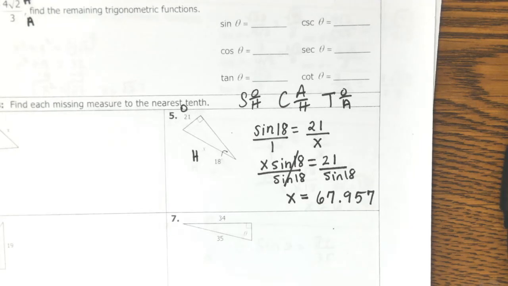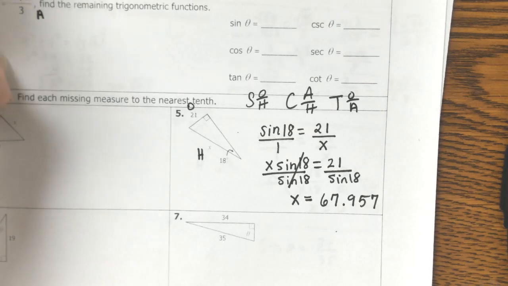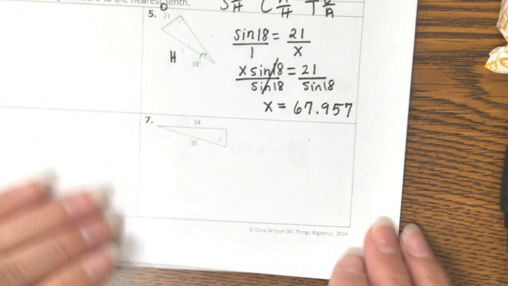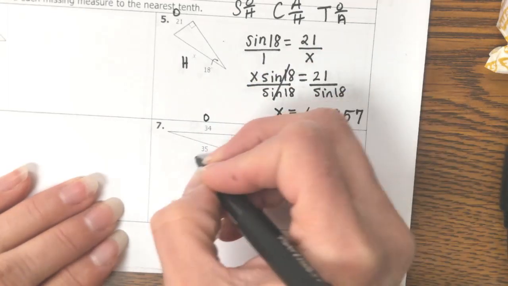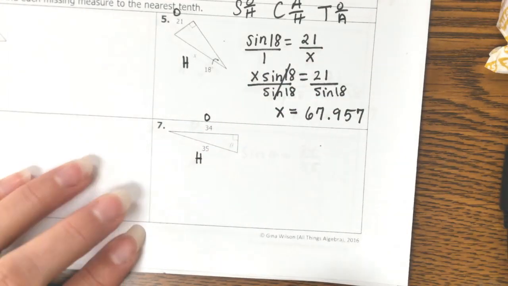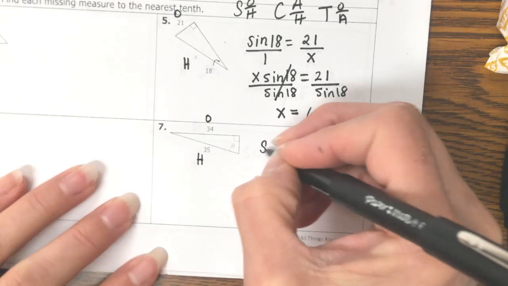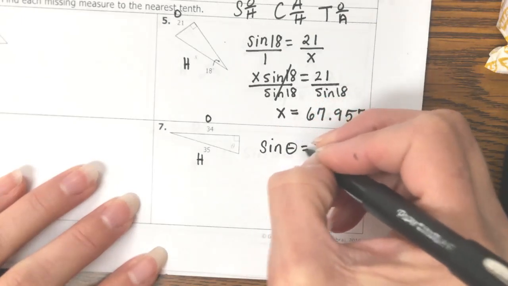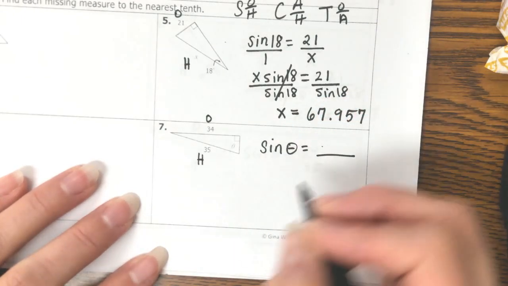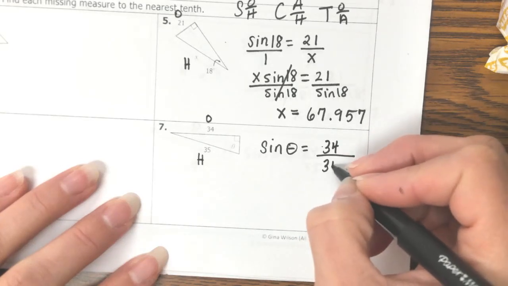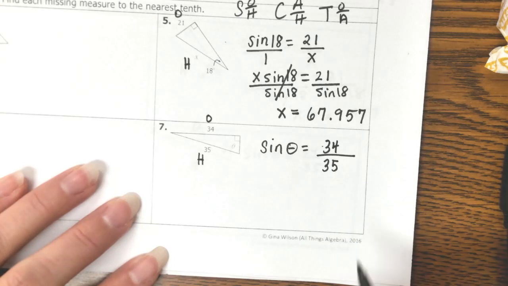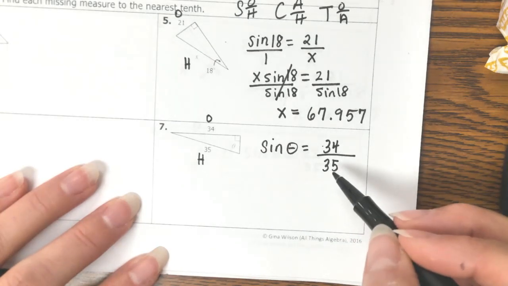So look at number 7 with me. And when you look at number 7, you are given the opposite of the angle, and you're given the hypotenuse. This one is also a sine problem. So it's sine of the angle theta that we don't know, with the opposite over the hypotenuse. So you've got 34 over 35.